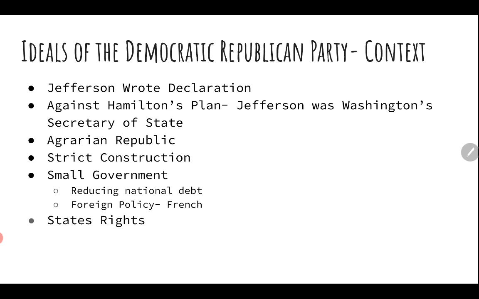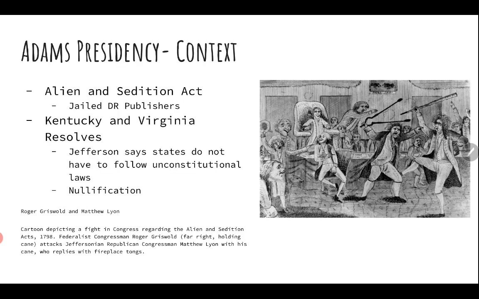So Hamilton, remember, made his plan. He wanted to support manufacturing. He had a national bank. He had a tariff and an excise tax. And he was expanding the power of the federal government. But Jefferson was against Hamilton's plan. He wanted an agrarian republic, or farming. He wanted strict constructionism, or very limited government. And he wanted to reduce the national debt. He wanted to support the French. He wanted states' rights. And so Jefferson kind of stood for everything that Hamilton was against, I guess.